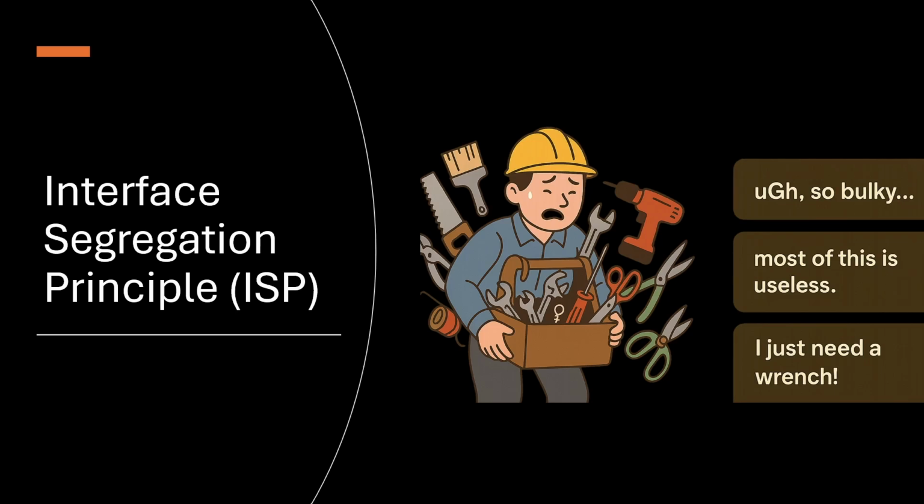Welcome back to another video on object-oriented programming using C Sharp, and the topic for today is Interface Segregation Principle, the I in SOLID. Here is where we fix bloated design by giving each class only the tools that it actually needs. Let's get started.